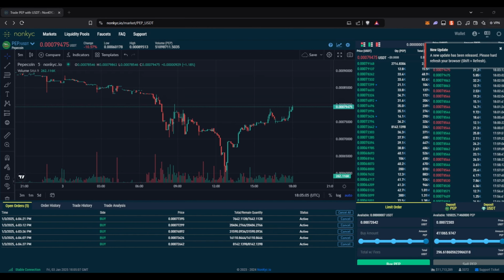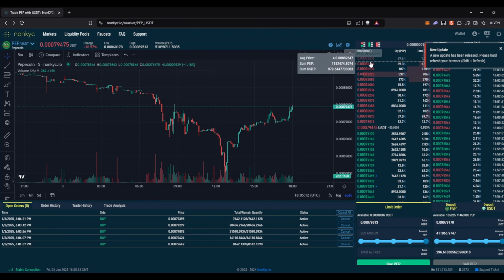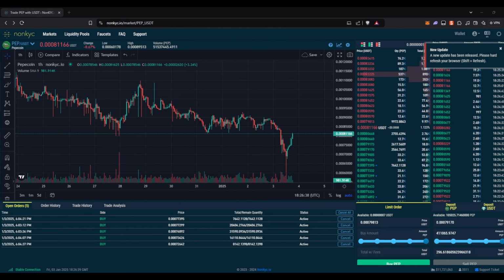Now, there's no guarantee that any of these limits will fill. These limits are on the books, and there has to be somebody on the other side of the trade willing to fill your limits for them to actually fulfill. It's not some mysterious thing that just happens by itself. There has to be another person on the other side of that trade.